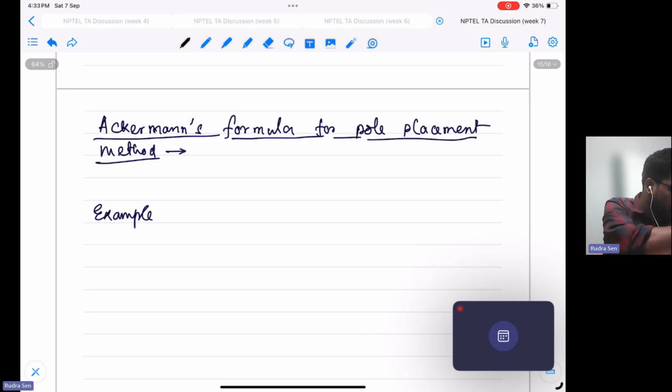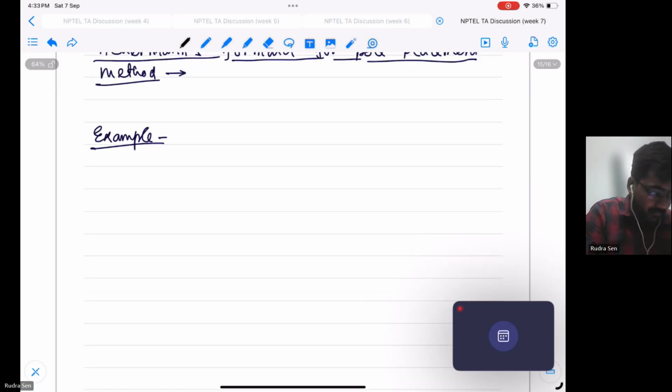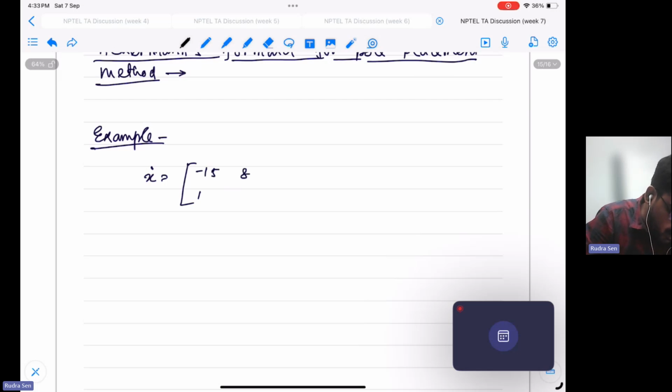so let's say I'm going to take a 2 cross 2 system again. You can expand it to an n cross n system as well. So the system is x dot equals Ax plus Bu, or rather I just put the value of A over here. It's [-15 8; -15 7] x plus Bu.